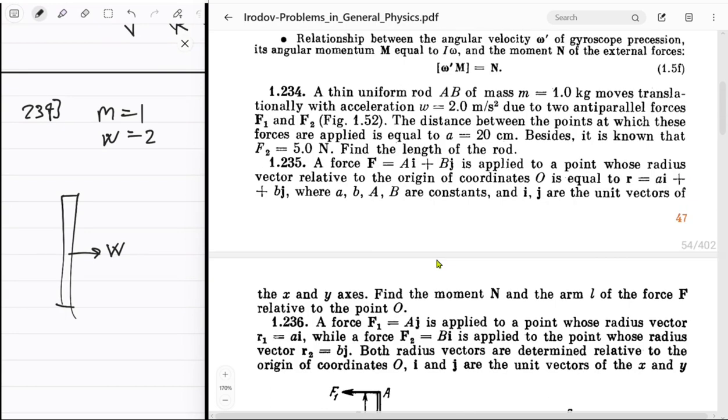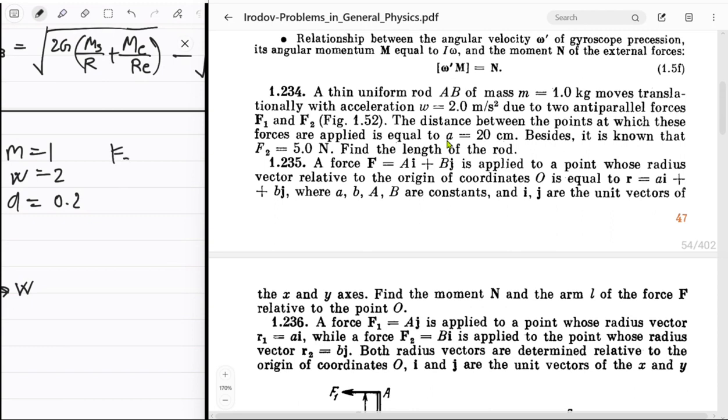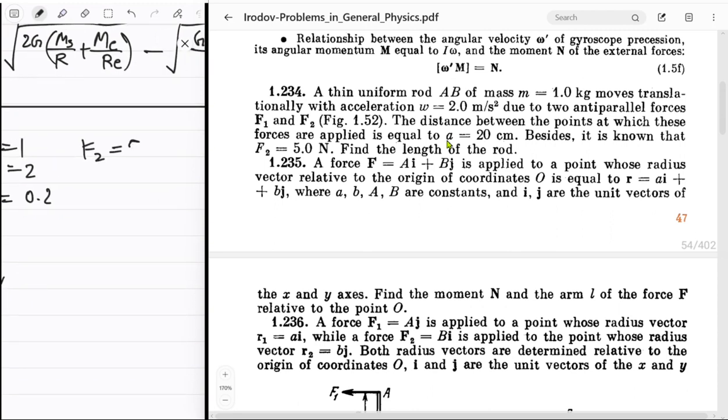Right. What else is given? The distance between the points at which these forces have to be applied is equal to A. So A is 0.2 meters. Right. Besides, it is known that F2, we just gave the value of F2. F2 is 5. Find the length of the rod. So what is the length?